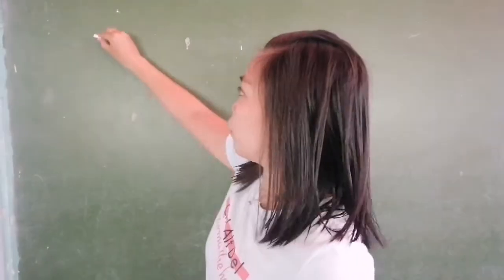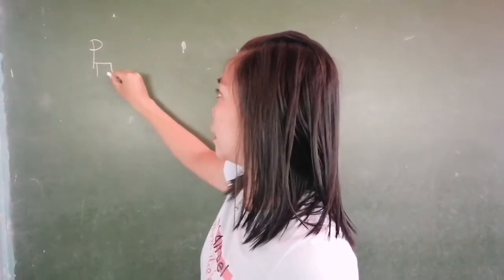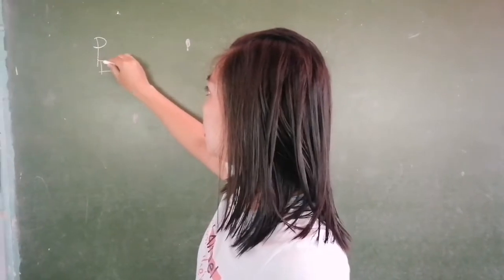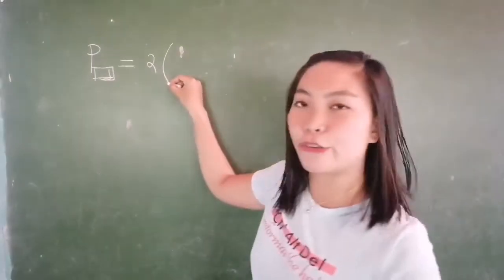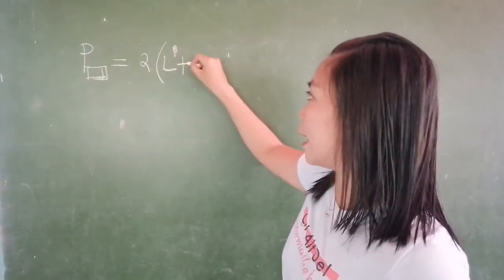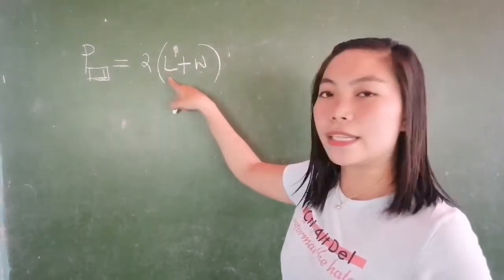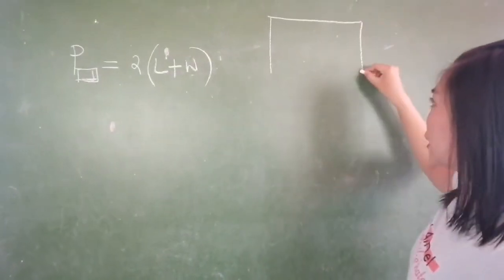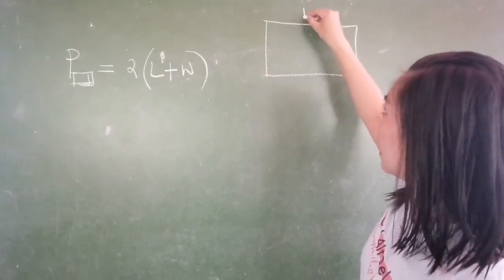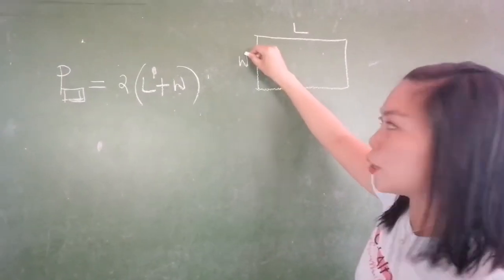So, unahin muna natin yung perimeter ng rectangle. So, the formula in finding the perimeter of a rectangle is perimeter is equal to twice the quantity of the sum of length and width. So, this is the length and this is the width. Okay, so i-illustrate natin. This is your length and this is your width.